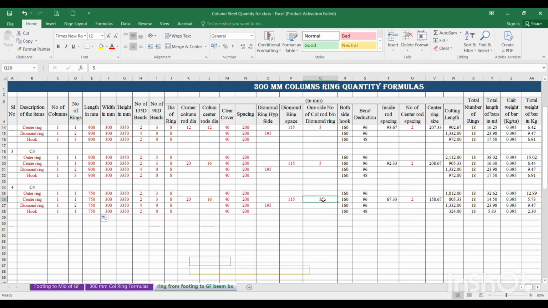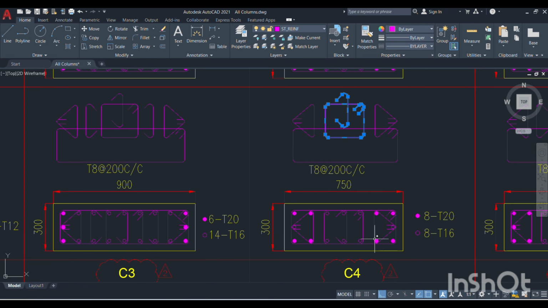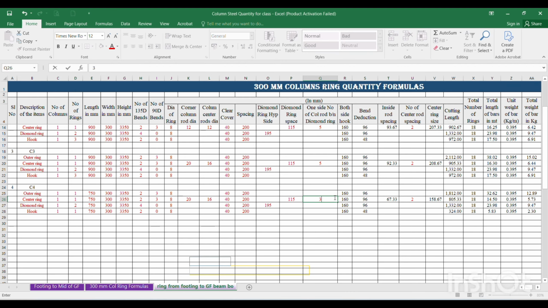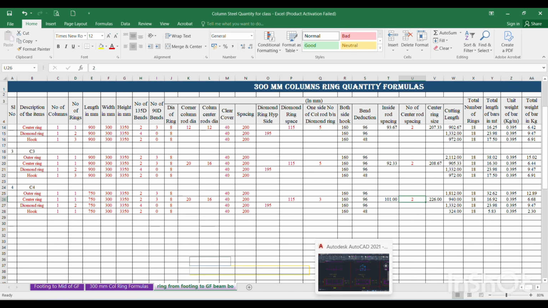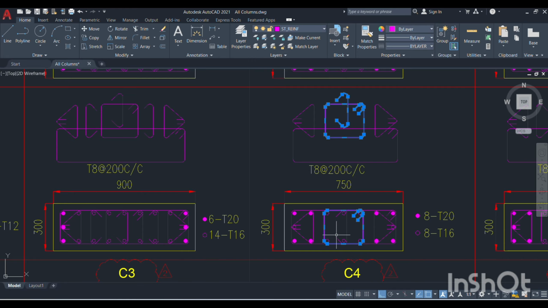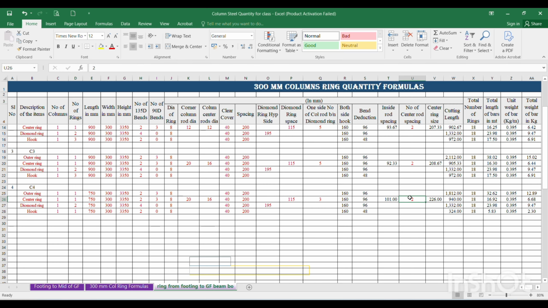And the one side number of column rods between diamond rings will get changed. You see here, after this diamond ring, 2 diamond rings gone here and 2 diamond rings gone here. What is remaining? Only 3 rods are there. You need to enter that, only 3. Then hook length will be calculated, bend allowance calculated, and inside ring space also will be calculated, that x value, and number of center rod spacing. And you see this center, how many rod spacings are over here? Here you see 3 rods are there, means 2 spacings, x value is 2 over here, that 2 as it is entered over here.